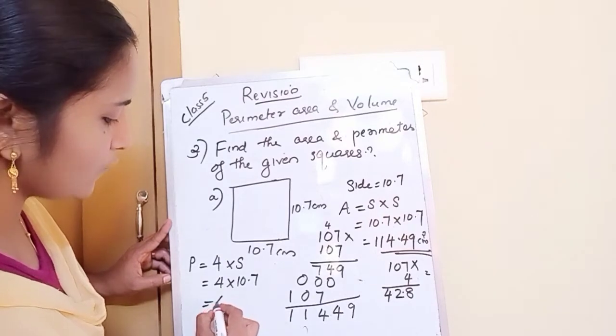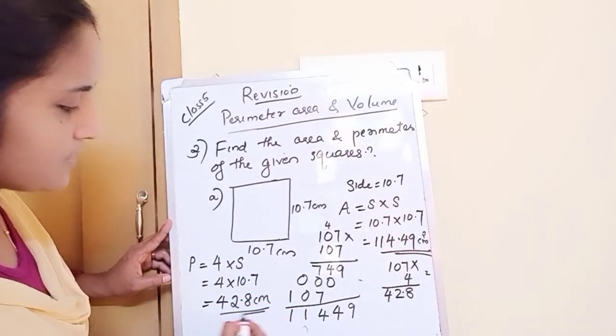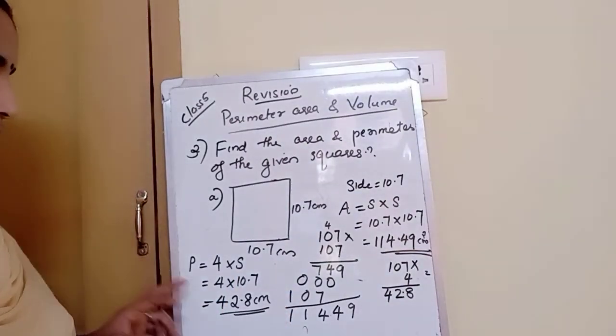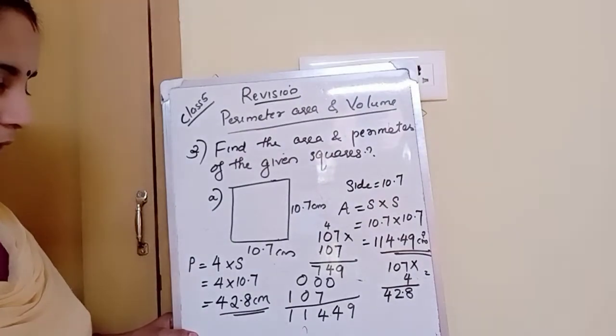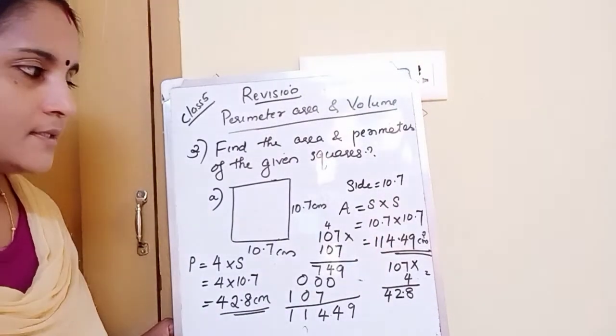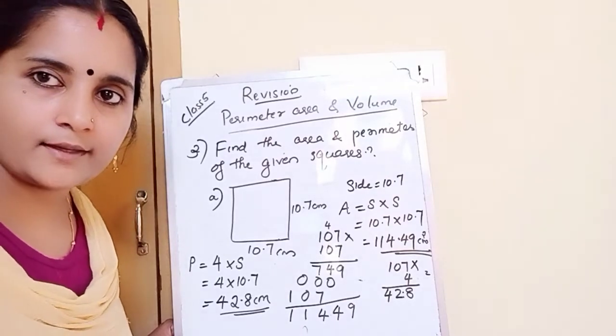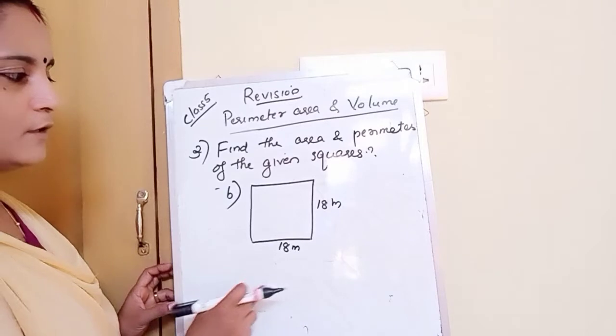So the answer is 42.8. Unit is centimeter, because the side is given in centimeter. So the perimeter of the square is 42.8 centimeter, and the area is 114.49 centimeter square. Okay.